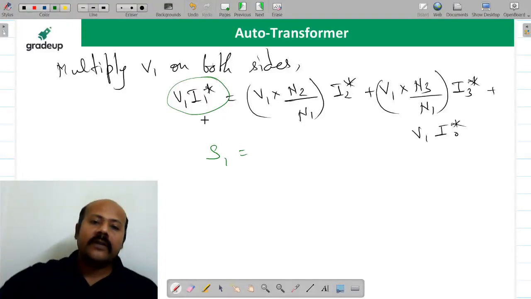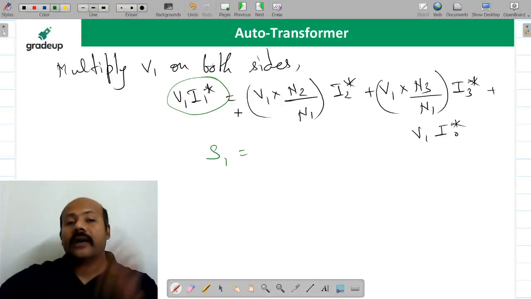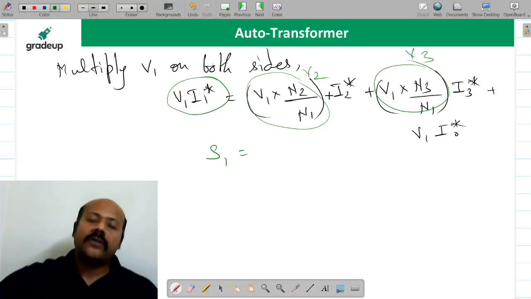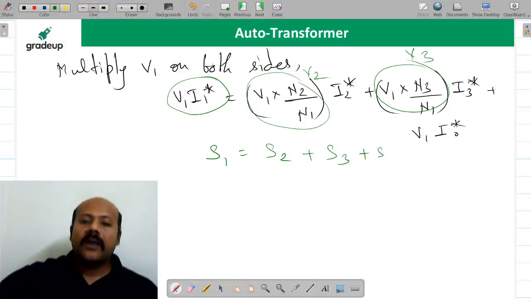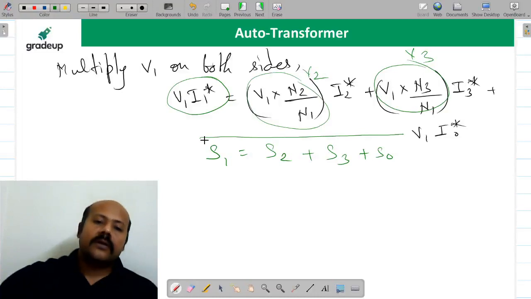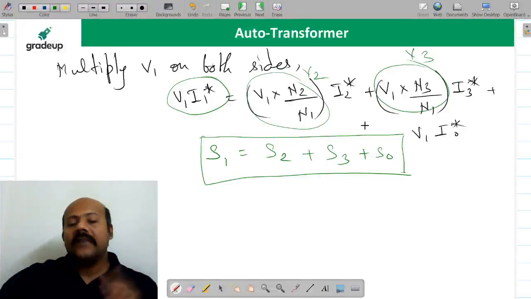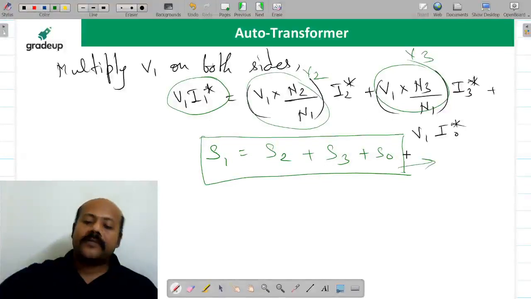I hope you understand why we take the complex conjugate of the current, not the voltage. What is this V1 multiplied by N2 upon N1? This is going to be V2, and this is going to be V3. So what is V2 I2 complex conjugate? This is going to be S2 plus S3 plus S0. So this is how the MMF balance leads to your power equation also, you can say.